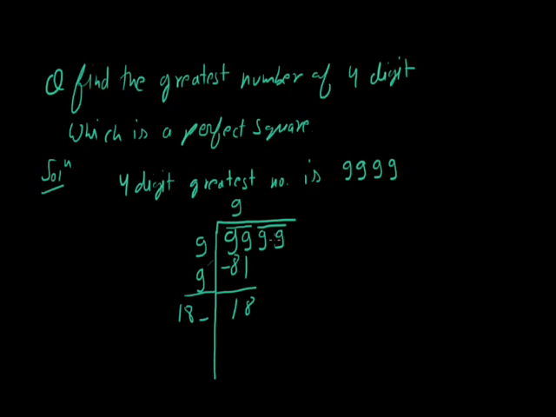Now we copy the next period, that is 99. So we copy 99. Now in this blank we have to place a digit in such a way that the product becomes just equal to or less than 1899. So by hit and trial method, the maximum digit that I can place here is 9.